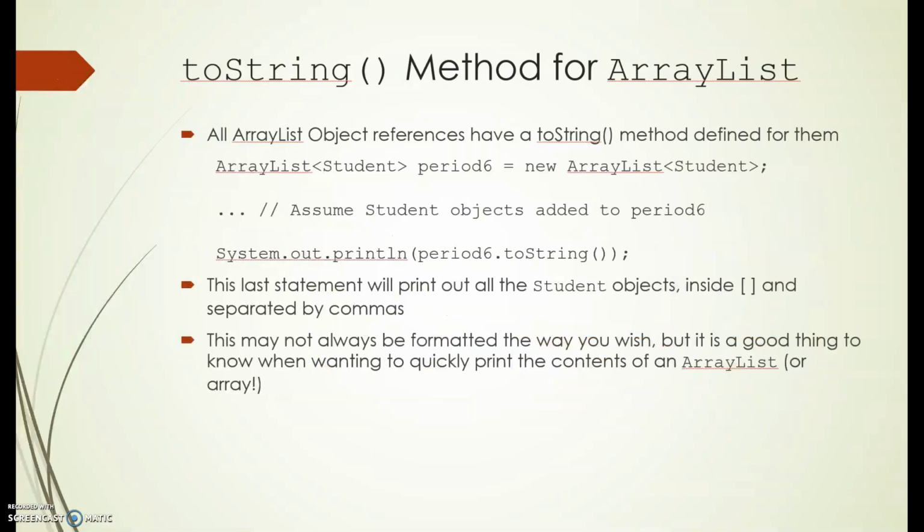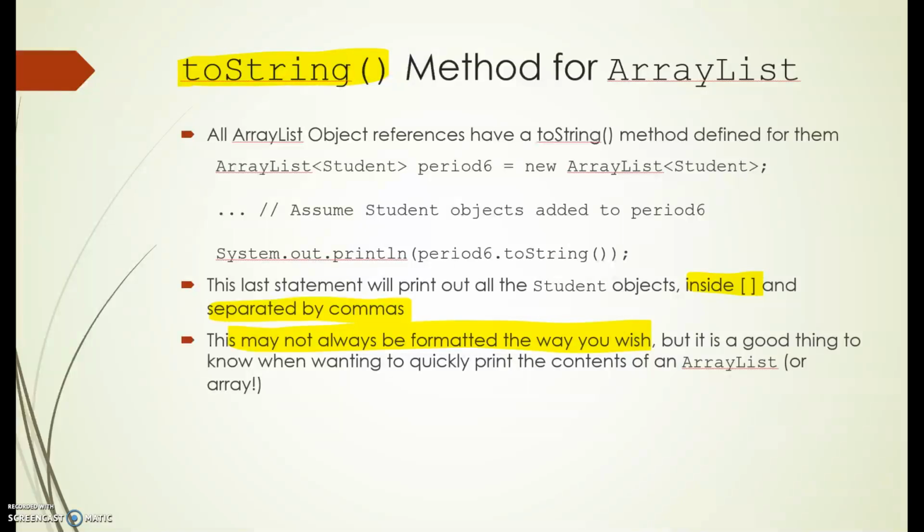Just like we have created our own ToString methods for other classes that we have written, we also have a ToString method for the ArrayList class. And this will allow us to nicely print out all of the elements in the array list. Now, it's important to note that it's not necessarily going to be formatted the way that you would want it. It's just going to print out all the objects inside of square brackets separated by commas.